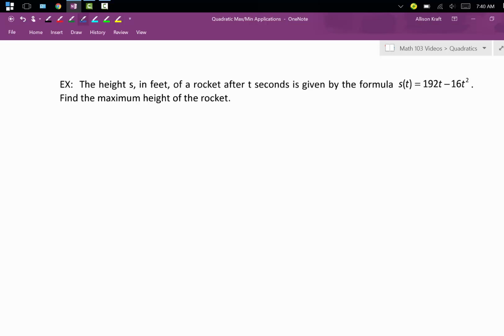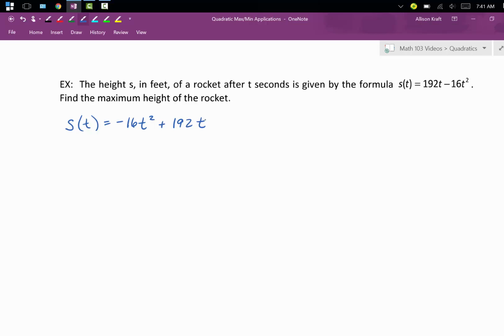We want to find the height, s, in feet of a rocket after t seconds. This function is given by the formula s of t equals 192t minus 16t squared. Let's find the height of the rocket. In this example, it's nice because they gave us the formula. The first thing I would do is rewrite that quadratic function in descending order. I don't want to accidentally grab the wrong number when I'm finding the vertex.